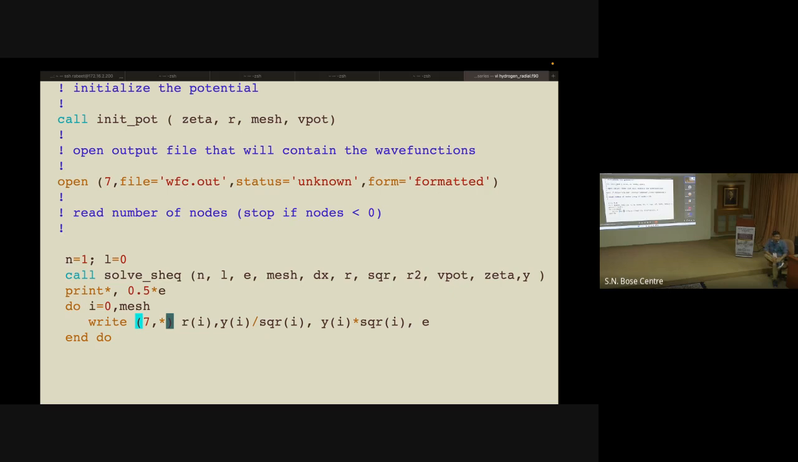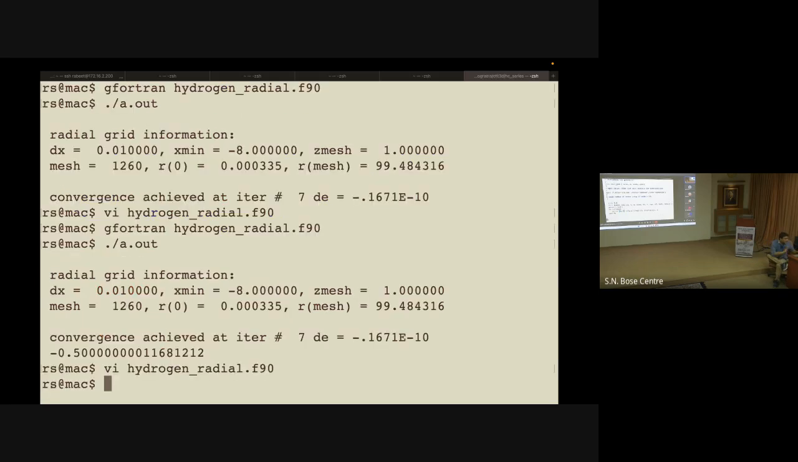So till now, at least you all can run this code and find the energy eigenvalue of the hydrogen atom. Can I assume that? Right? Everybody can do that.